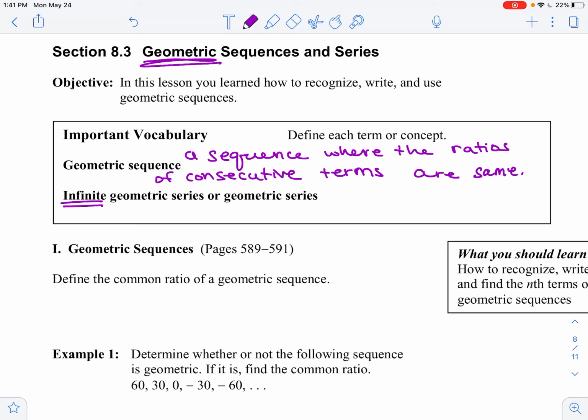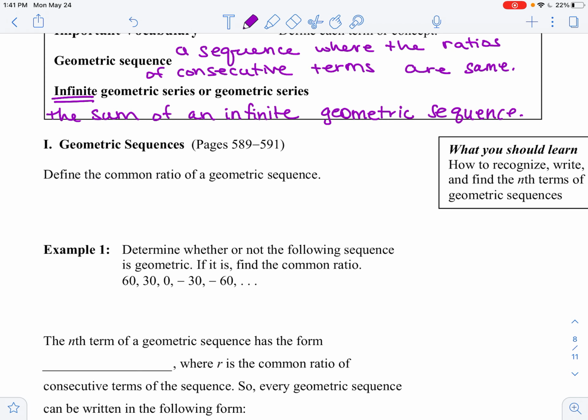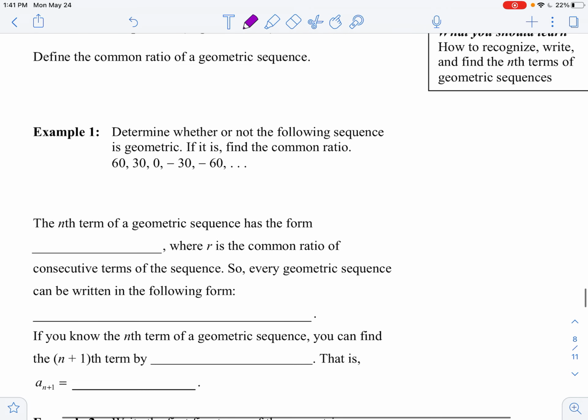And we know the infinite geometric series is the sum of an infinite geometric sequence. So remember, the sequence is the list of numbers and the series is the sum of all of them added together. So the definition of the common ratio, we talked about what that is.